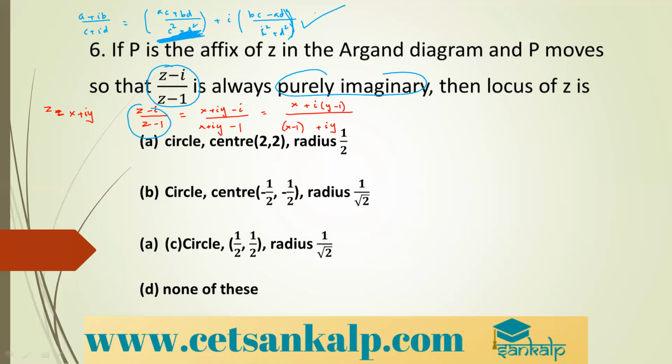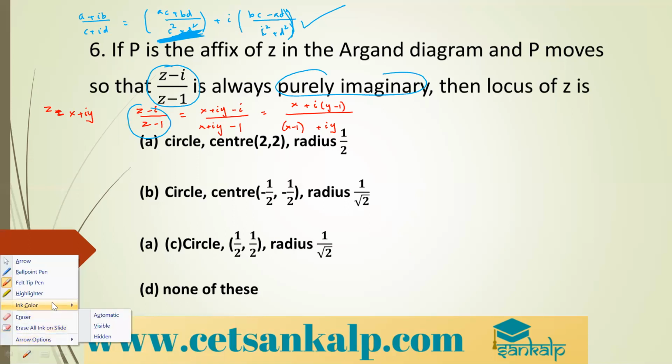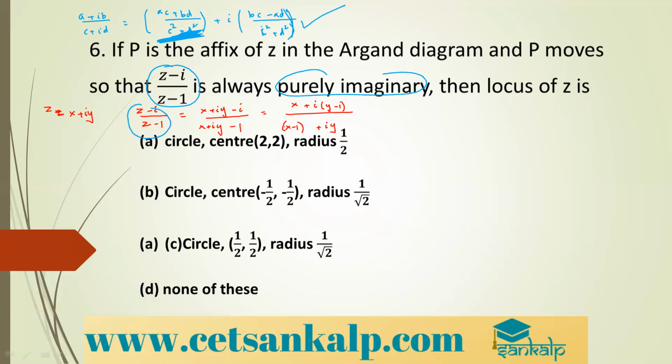It will not have this real part. So this real part should be 0. It should not be there, means it should be 0. So what I will do is I will take (AC plus BD) by (C square plus D square), and I will take it equal to 0.